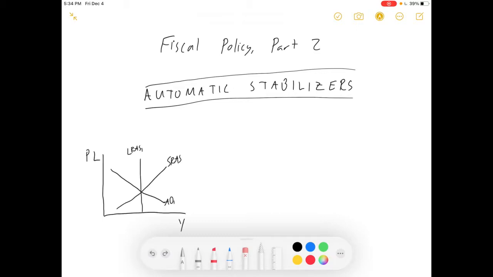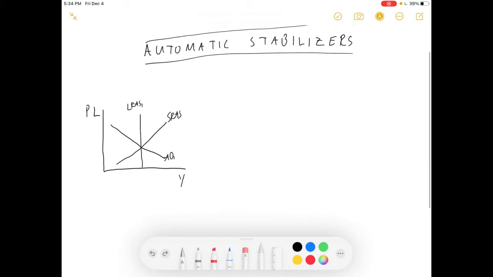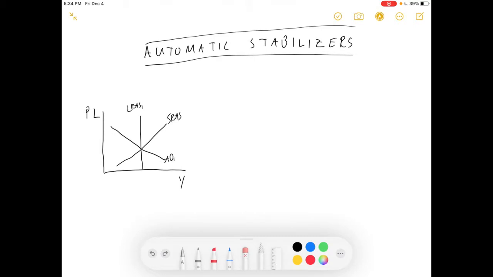Now let's get to a picture here, and I just want to explain what an automatic stabilizer is and how they work. An automatic stabilizer kicks in when the economy changes. So for instance, let's say the economy expands. So we draw an increase in aggregate demand, and now we're there on the green line at that intersection. So that means our GDP has gone up, which means our income has gone up. And because our income has gone up, two things happen.